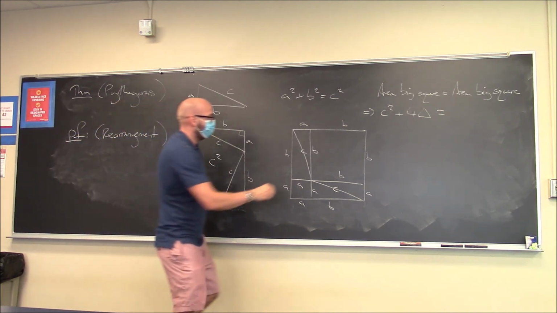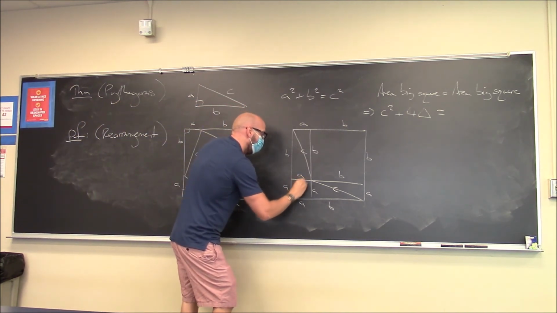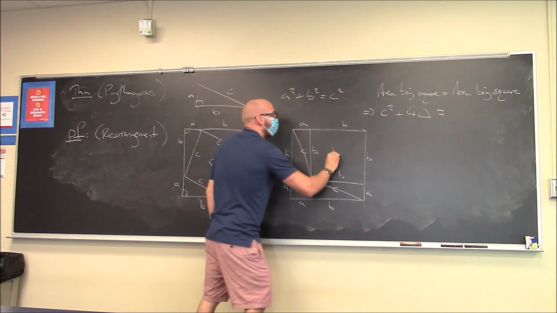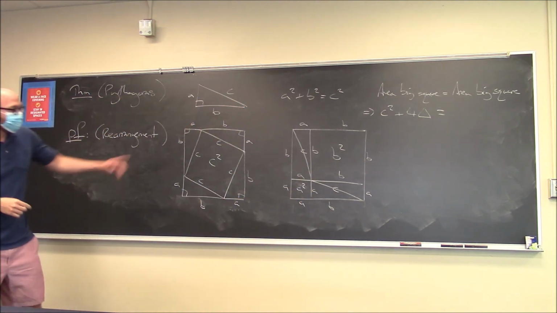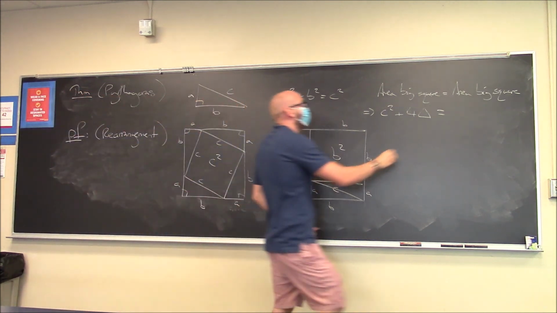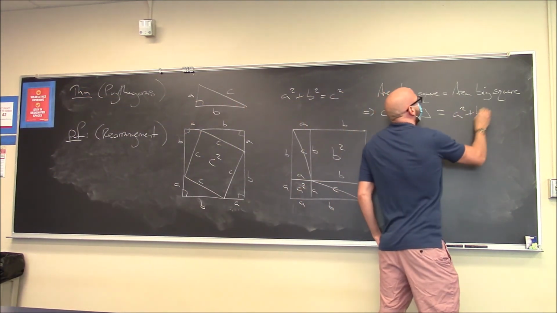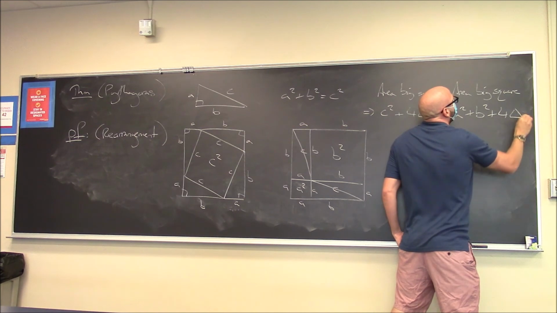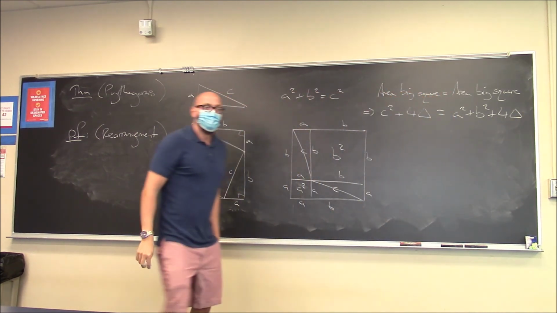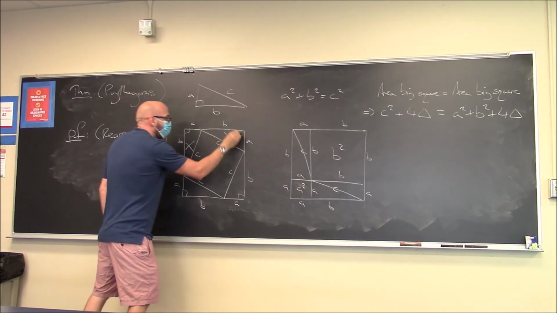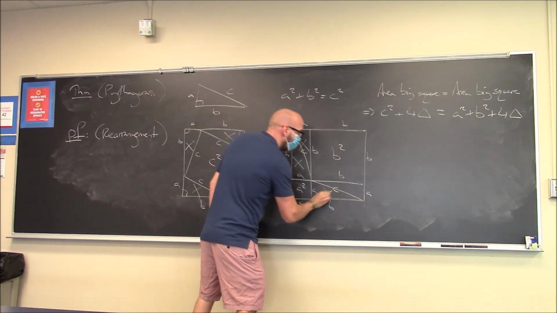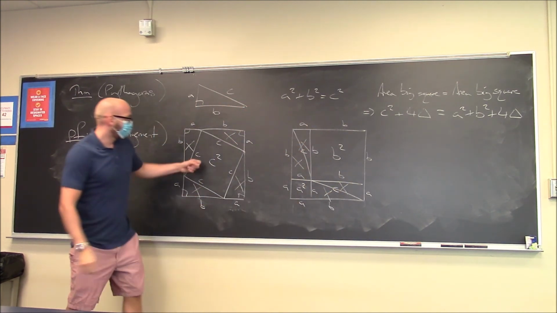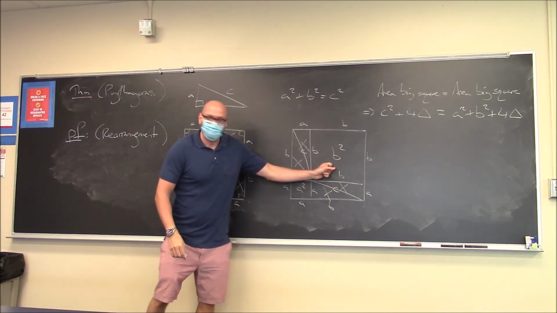What's the area on the right? Well, it would be A squared plus B squared, there are those 2 smaller squares, plus the area of the 4 triangles. A squared plus B squared plus 4 triangles. So just get rid of all 4 triangles in both pictures, and you have the result: C squared is A squared plus B squared.